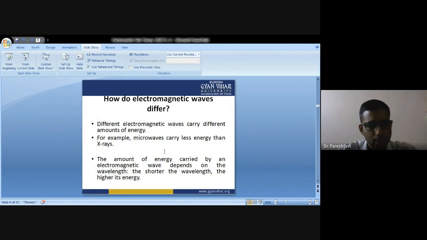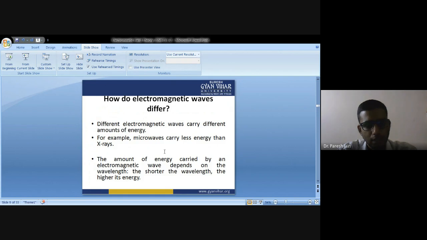X-rays have a low wavelength, and microwave has a high wavelength, because wavelength is inversely proportional to the frequency. So microwave carries less energy than the X-rays. The amount of the energy carried by an electromagnetic wave depends on the wavelength. The shorter the wavelength, the higher its energy. So wavelength is also inversely proportional to the energy.